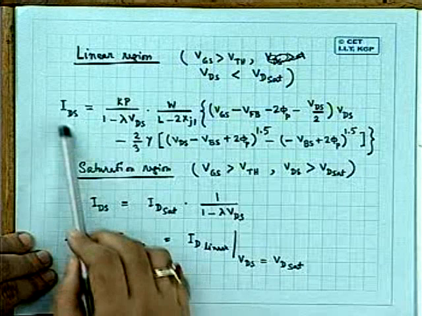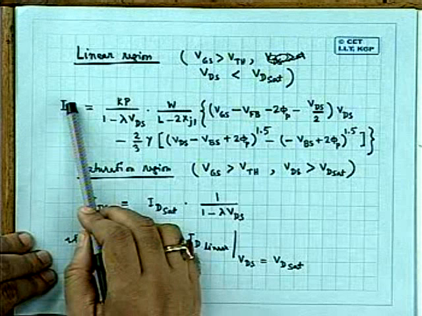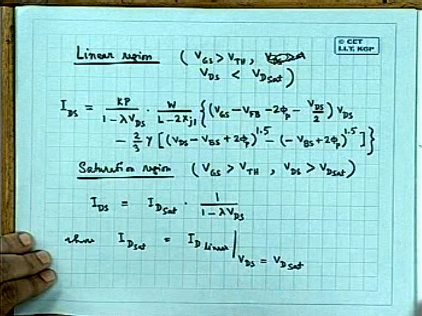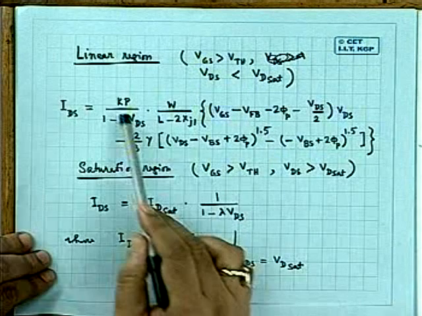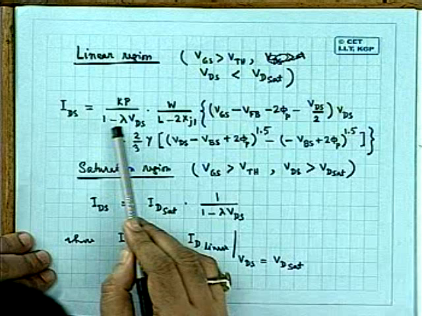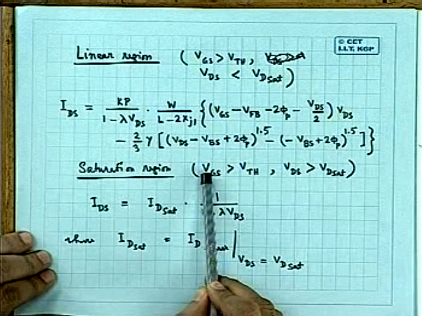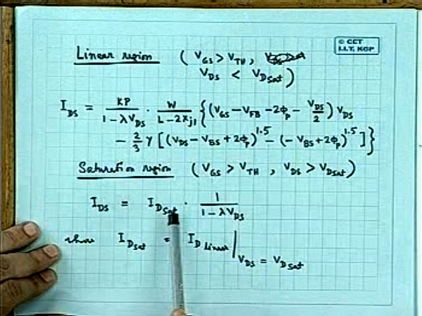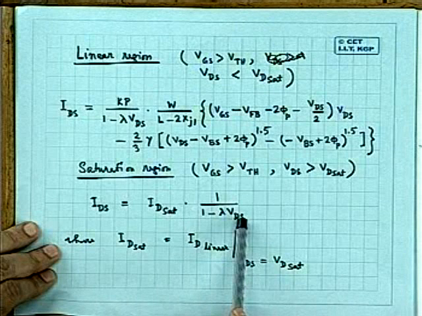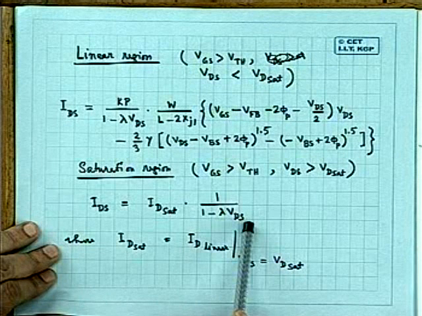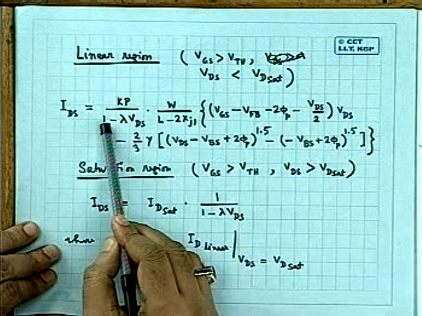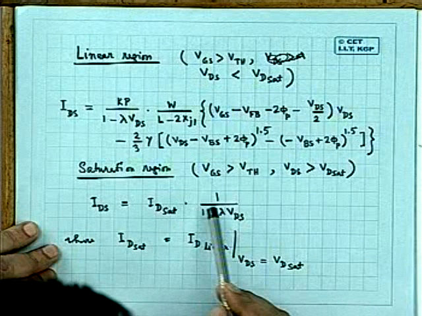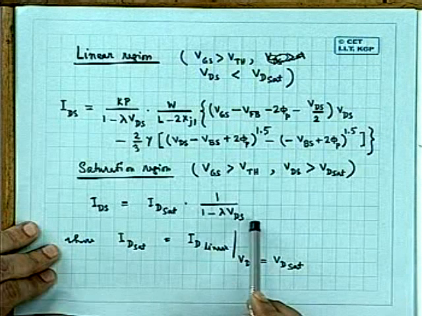Otherwise, this is the same expression as derived earlier. Only thing is, it has now been expressed in terms of the parameters which are included in the SPICE list, SPICE Kp, W, etc., and 1 minus lambda VDS. In the saturation region, now the current is expressed as IDsat multiplied by again 1 upon 1 minus lambda VDS. That is the same divider. 1 minus lambda VDS is used once again in addition to the one here. That helps in better fitting, as if in the saturation region it becomes squared, 1 minus lambda VDS square.